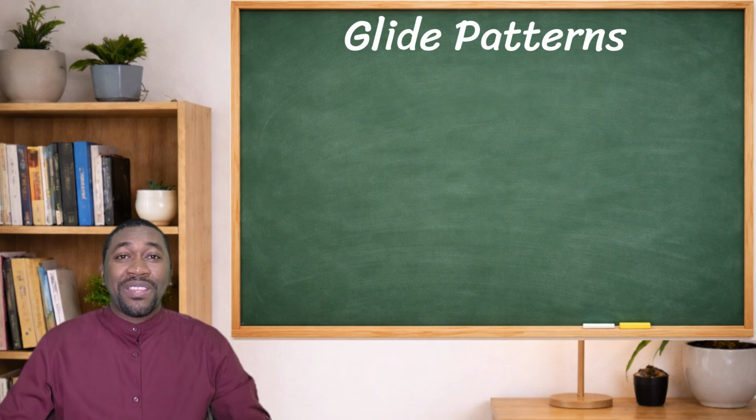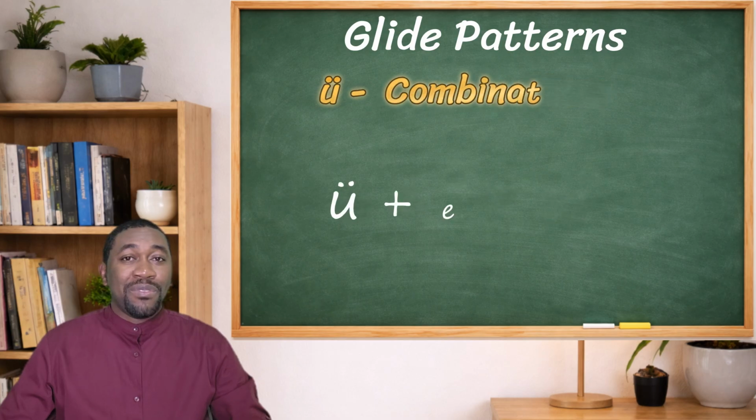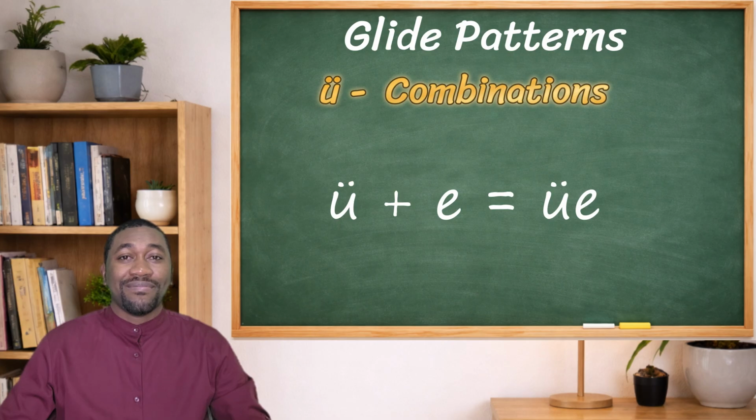Now let's look at some with U. Wa, wa, wo, wo, we, we. And let's look at an example with U with the two dots. Yu, yue, yue.